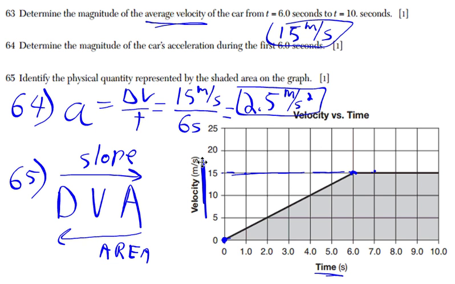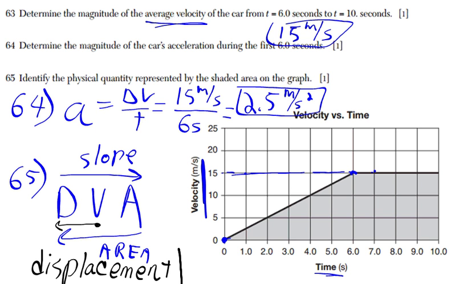And so this is a velocity versus time graph. We're starting at the V, and we're taking the area. If we go in this direction, where do we wind up? At D. So this is a displacement graph. And that is our answer to 65.